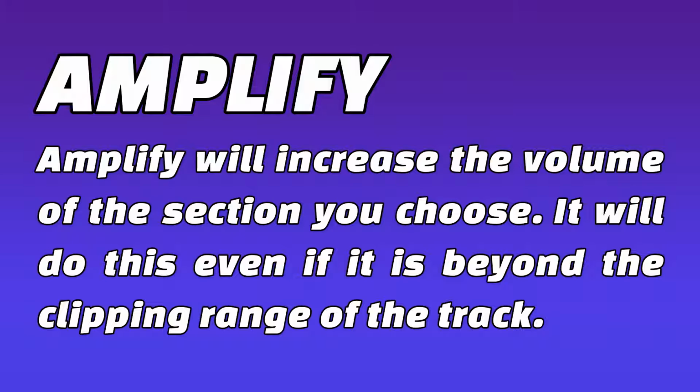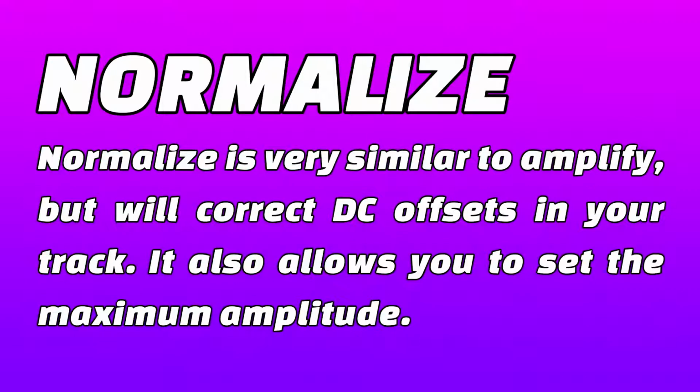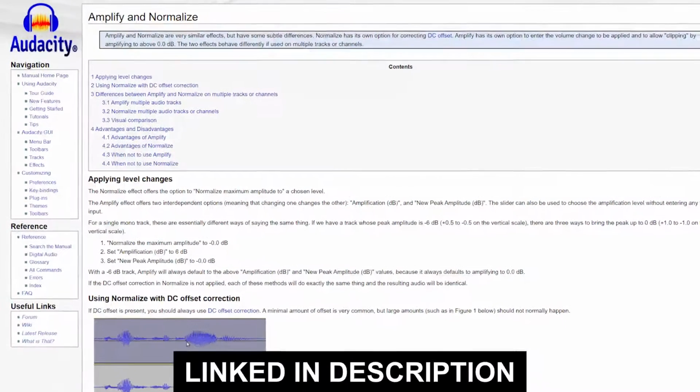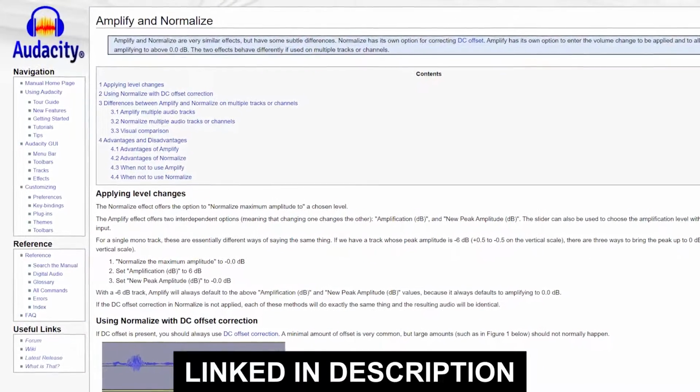Obviously, this should only be used when you have a very quiet track and you know that raising the volume won't clip. Normalize is very similar to Amplify, but will correct DC offsets in your track. It also allows you to set the maximum amplitude. For a comparison, you can check out Audacity's explanation here.